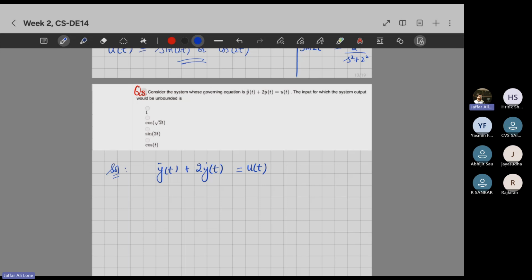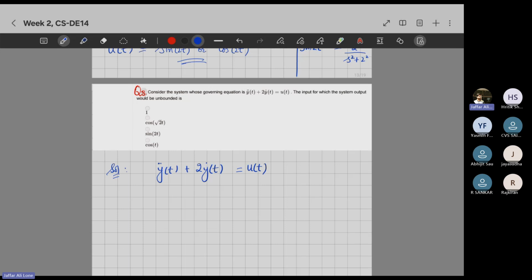If you have these questions and they're asking when the output becomes unbounded, we cannot directly say whether that is unstable or not, unbounded or not, by just looking at it. That's why we have to figure it out.